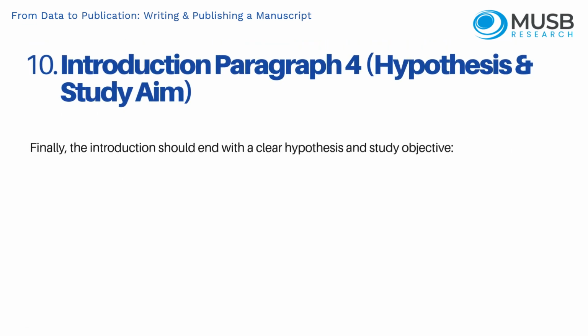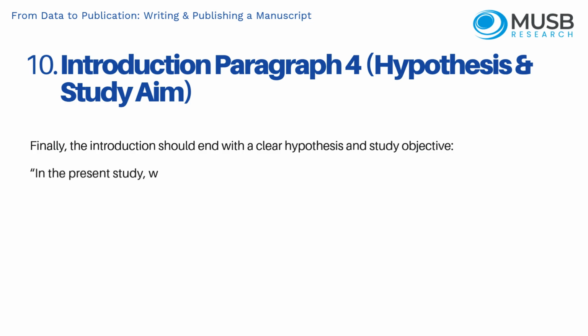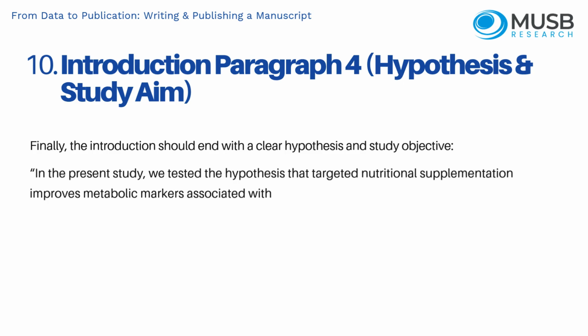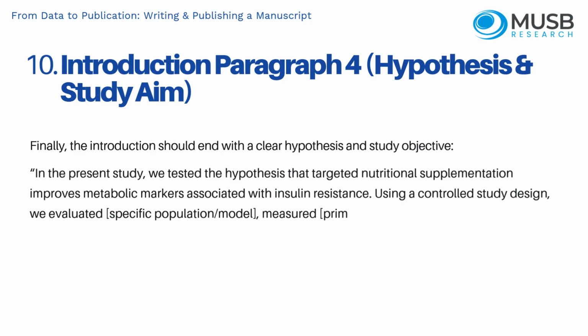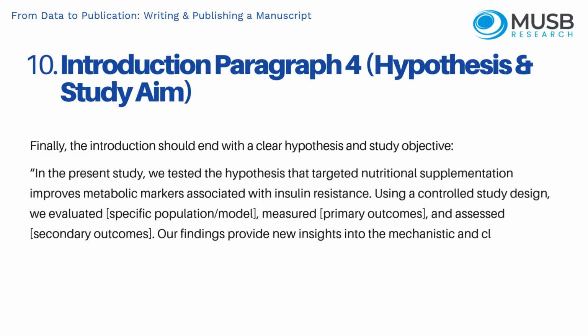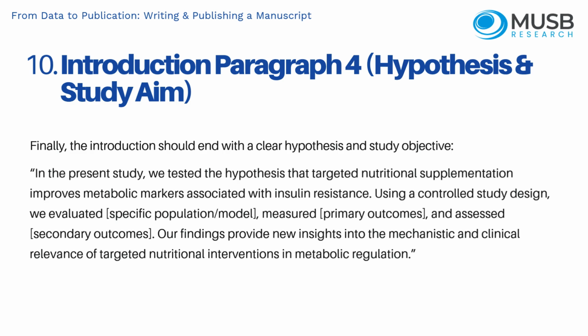Finally, the introduction should end with a clear hypothesis and study objective. In the present study, we tested the hypothesis that targeted nutritional supplementation improves metabolic markers associated with insulin resistance. Using a controlled study design, we evaluated a specific population, model, measured primary outcomes, and assessed secondary outcomes. Our findings provide new insights into the mechanistic and clinical relevance of targeted nutritional interventions in metabolic regulation. This final paragraph is the bridge into the results section.